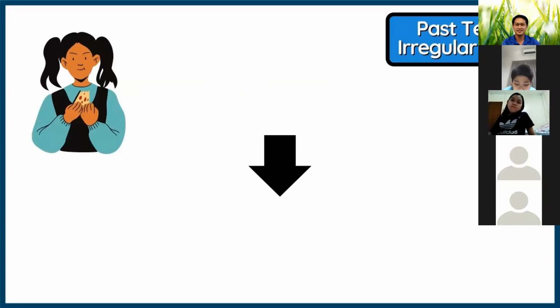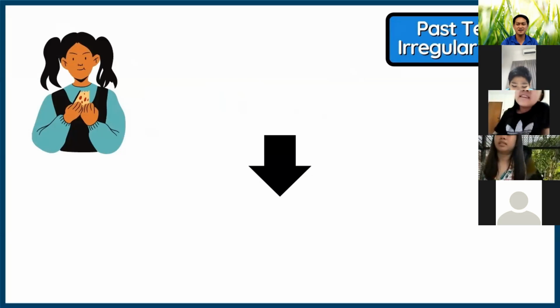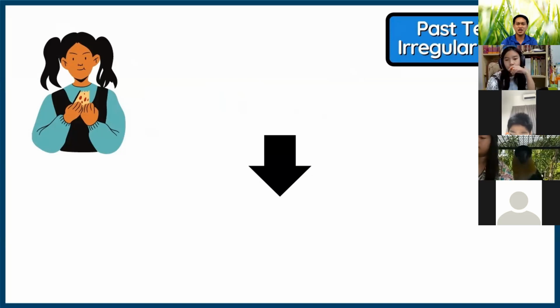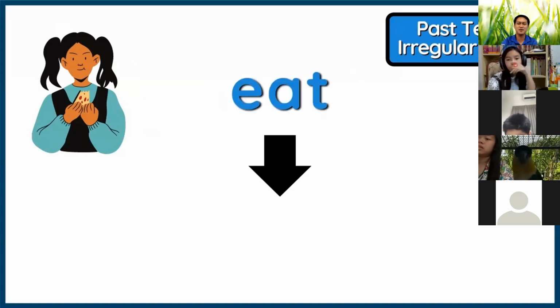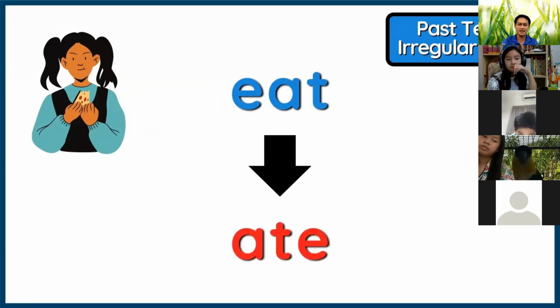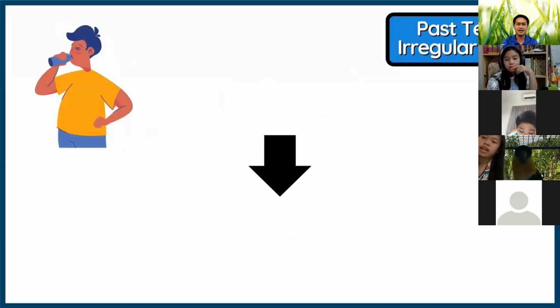Eat. Again. Eat. Very good. Can you spell eat? E-A-T. Okay, what is the past tense for eat? Spell. Eight. Okay, very good. A-T-E. Next.